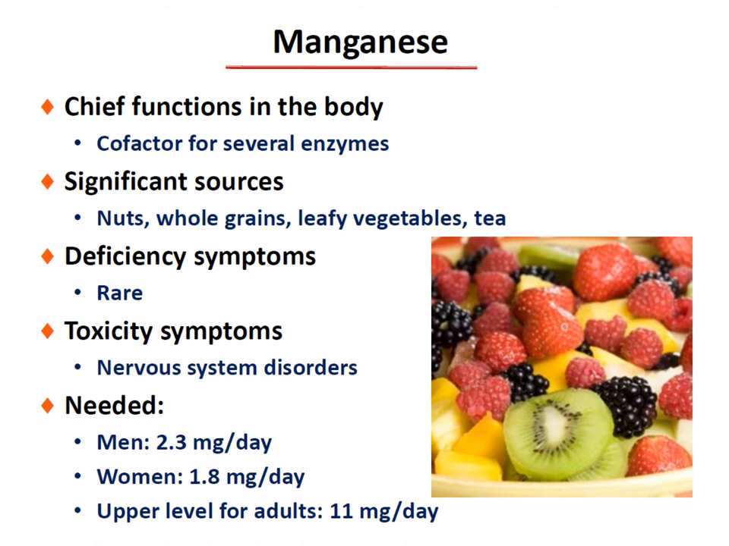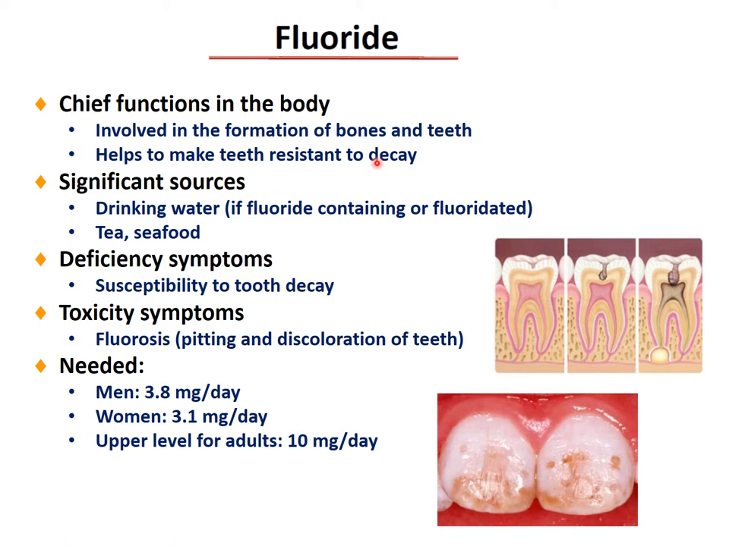Fluoride. The chief function in the body is involvement in the formation of bones and teeth. It can help the teeth to be resistant to decay. The significant source is usually drinking water, if it is fluoride-containing or fluoridated, as well as tea and seafood. Deficiency syndromes include susceptibility to tooth decay. The toxicity symptom is fluorosis, and we get pitting and discoloration of the teeth.